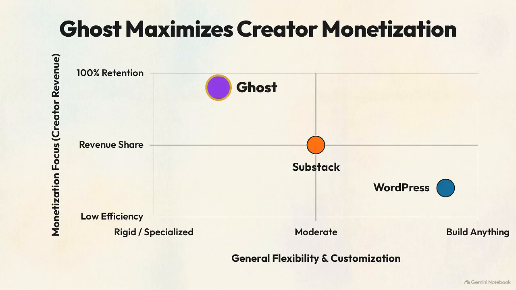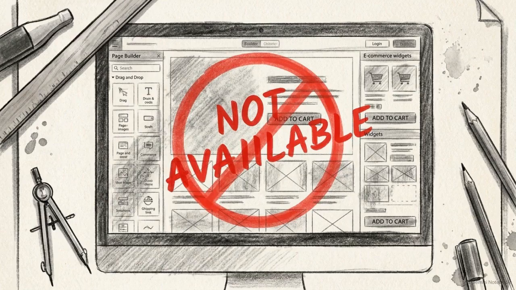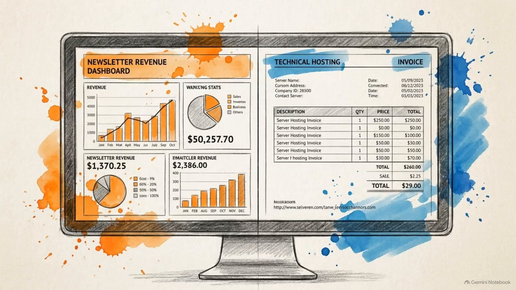Ghost drops directly into the upper left. It provides maximum efficiency for content monetization right out of the box. Securing that extreme monetization efficiency means you must intentionally sacrifice the broad, general-purpose flexibility found on the right side of the board. Let's look closely at the actual financial mechanics of running a paid newsletter on these competing platforms.